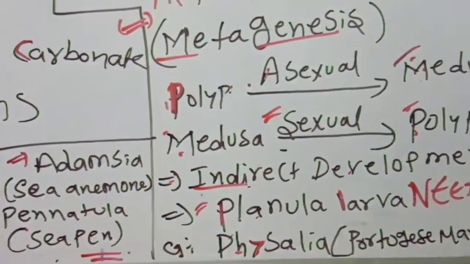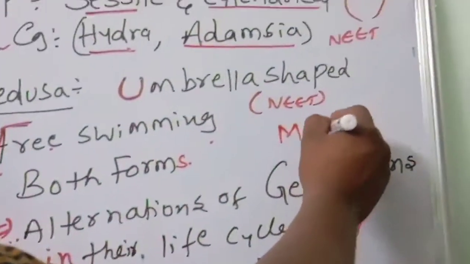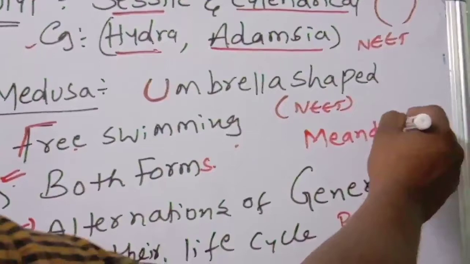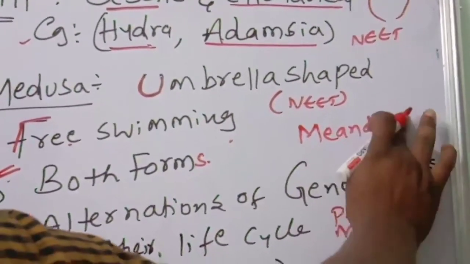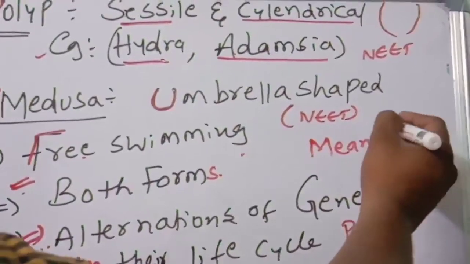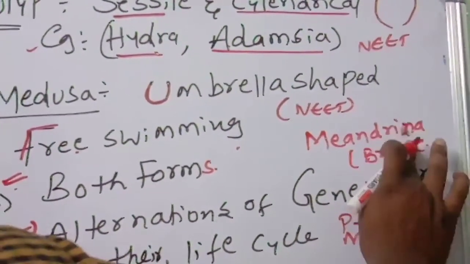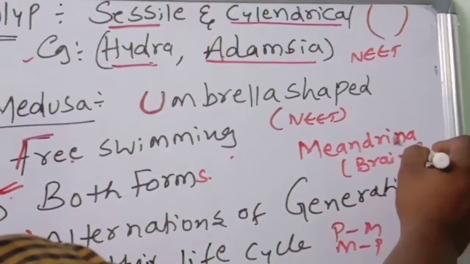Okay, so like that, some more will be there. Meandrina, one more example here I am writing. What is meandrina? This is generally what we will call brain coral. Brain coral, okay, like this.